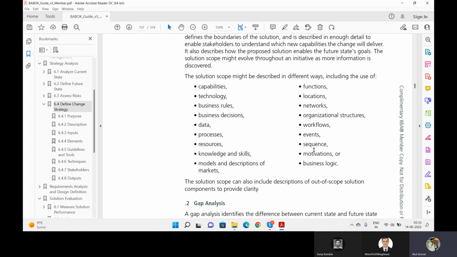You remember that in the future state, we saw the solution scoping. Usme humne yahi dekha tha ki mera scope kya kya hai. You have to define what is in scope and what is out of scope. Only then can you build up the solution.